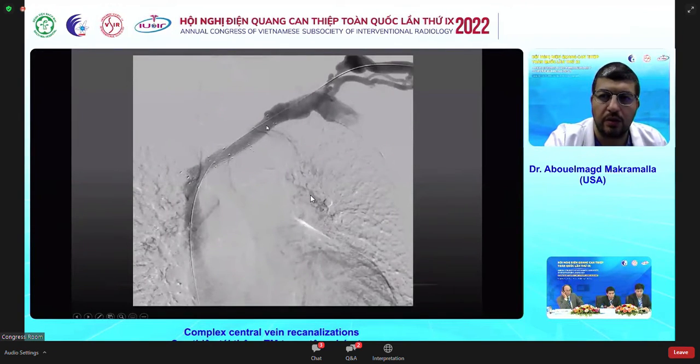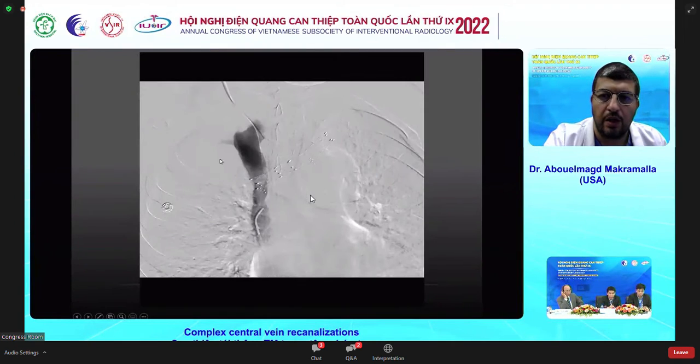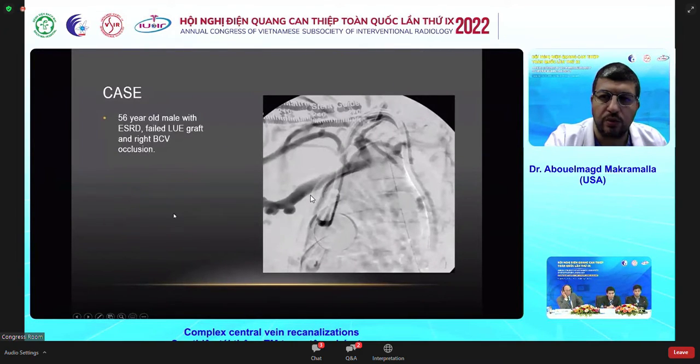we placed a covered stent to maintain patency of the left brachiocephalic vein. And the right brachiocephalic vein was also patent, was not jailed off. The patient actually had excellent results, and the swelling resolved within a few days after the procedure.